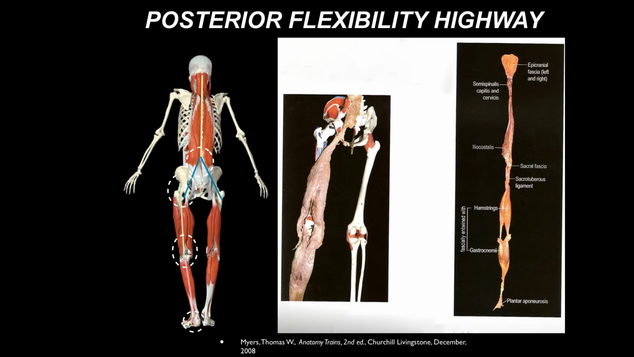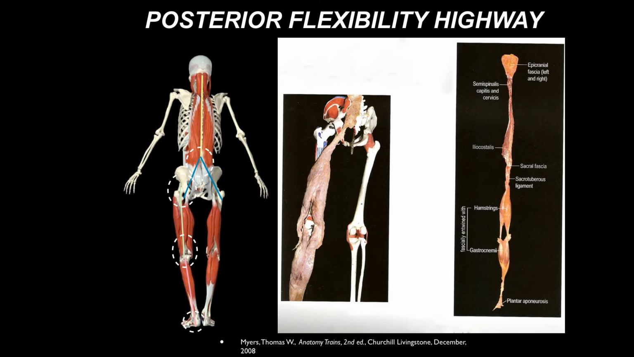As a review, the posterior flexibility highway begins at the plantar fascia, connecting to the calcaneus to the Achilles tendon. The calf group runs from the Achilles north with the gastroc attaching at the femoral condyles. The gastrocnemius attaches with the hamstrings that attach below the knee and wrap around the tibial condyles. The convergence of these tissues forms what I call the trapeze artist of the body.